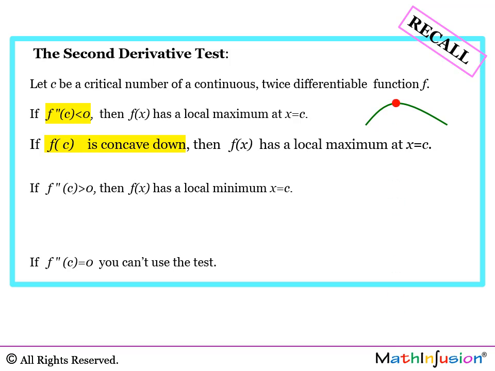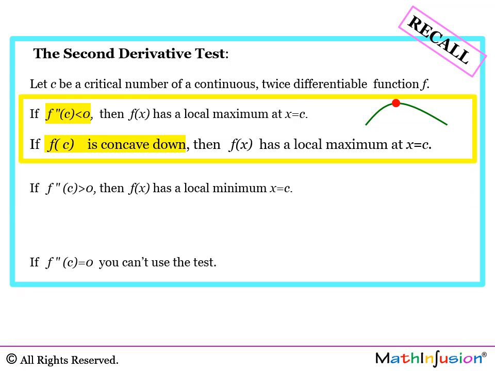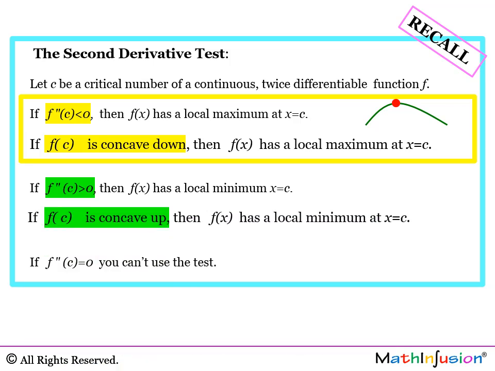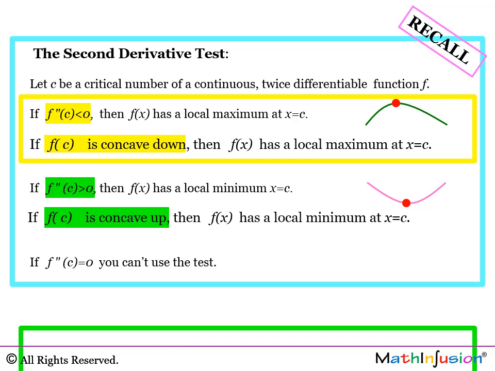Here is the second case. The second derivative is greater than 0. So it has to be concave up. If you look at the shape now, you can see that if there is a local extreme, it has to be a minimum.